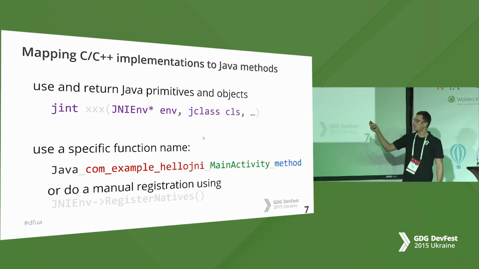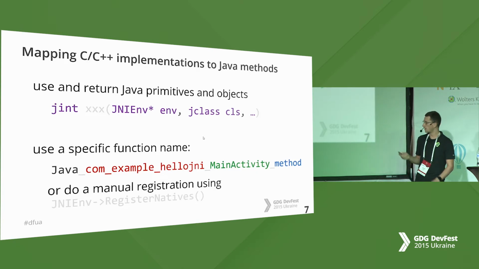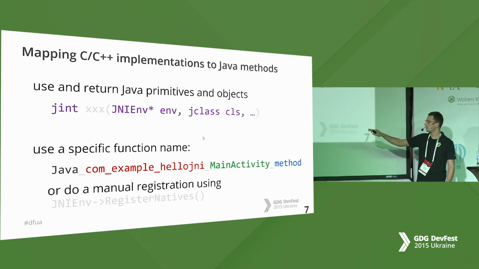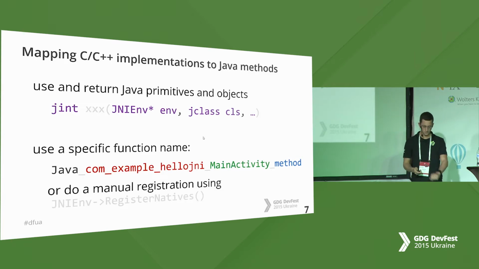And the name of this method has to be specific if you want it to be automatically mapped to one of the functions you declared as native. So here's how you can do it. Start with Java, then the package name, then the class name, and then the method name of the one that has been declared as native. You can also do it manually using JNIEnv RegisterNatives. That's a bit outside of the scope of this talk.